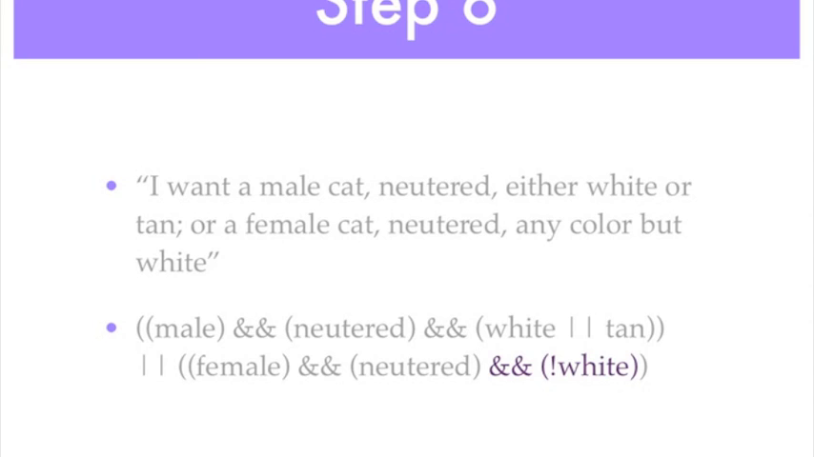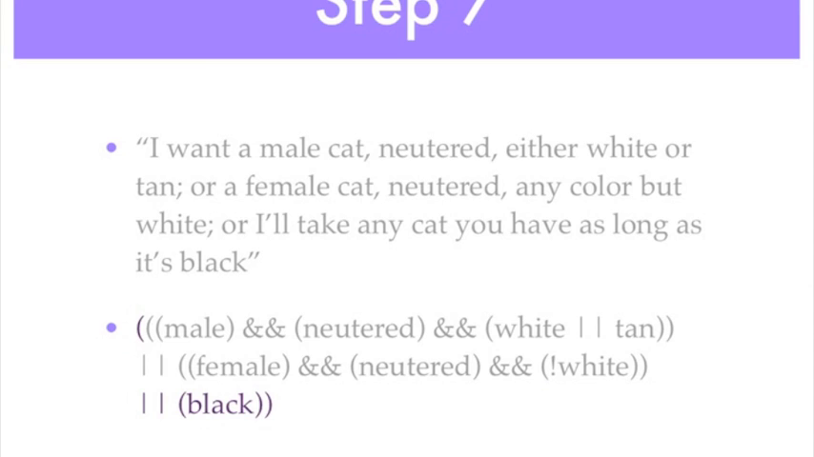I then add that to my male cat neutered, either white or tan, or a female cat neutered. That cat, female and neutered, must also be any color but white. So I've added to my test of my female neutered cat that it also must be not white. And you note that I've added the and not white within that complex test, the female and neutered cat. My next step is to add that I'll take a male cat neutered, either white or tan, or a female cat neutered, any color but white, or I'll take any cat you have as long as it's black.